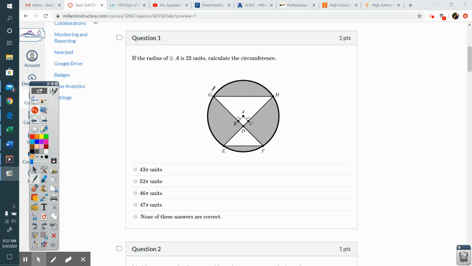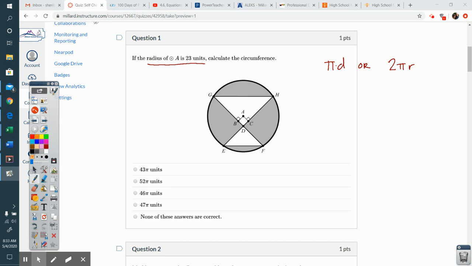So the key here, it has all these different triangles and stuff in there, but you really don't need to know all that other information. The important part here is that the radius is 23 units. So the formula for a circumference for a circle is pi times the diameter, or 2 times pi times r, because 2r is the diameter. So you can say it either way.